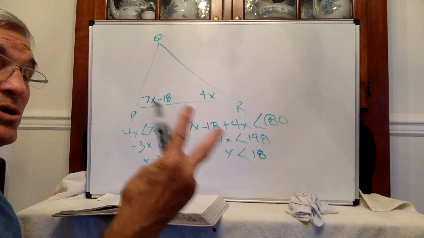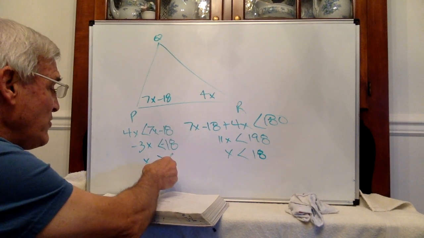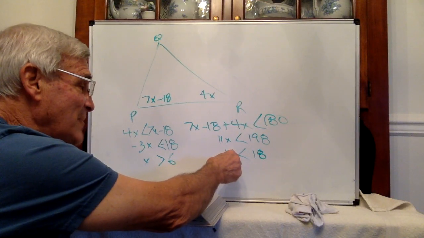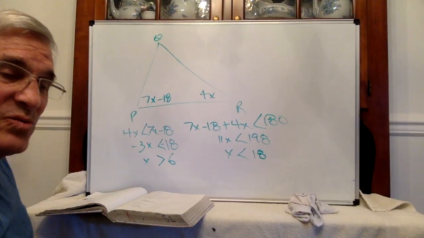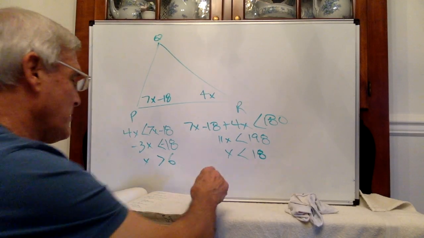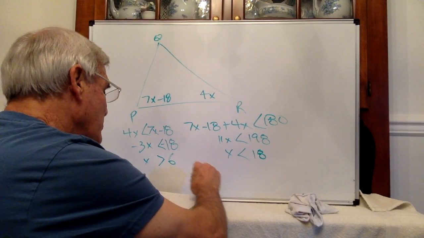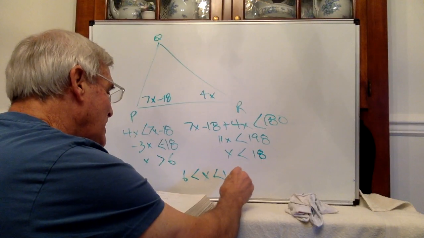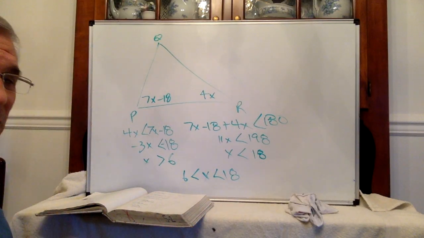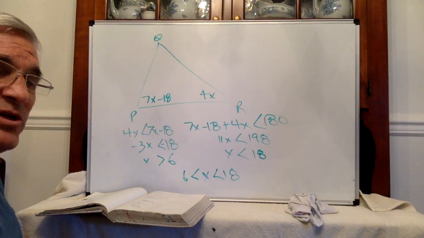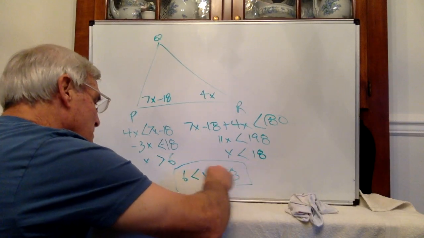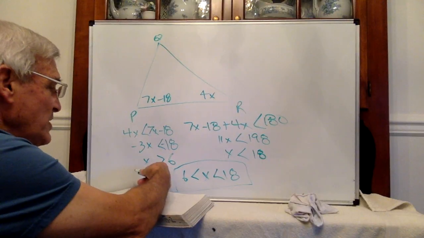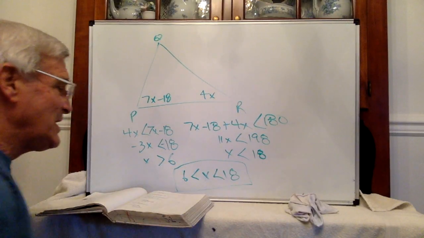So now I know two things. X has to be greater than 6 and at the same time less than 18. You can put that together in what is called a string inequality. X has to be greater than 6 but less than 18 in order for the information that they gave you to be true. So there are your restrictions on x. x has to be bigger than 6 and at the same time less than 18.